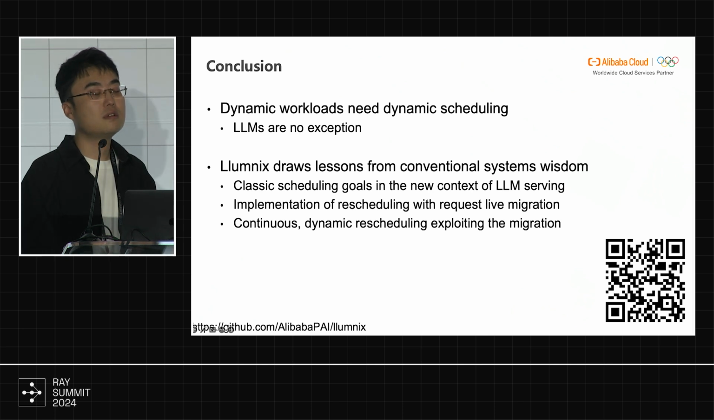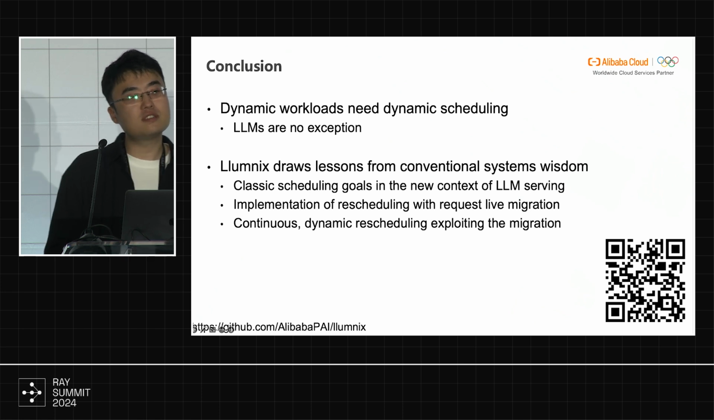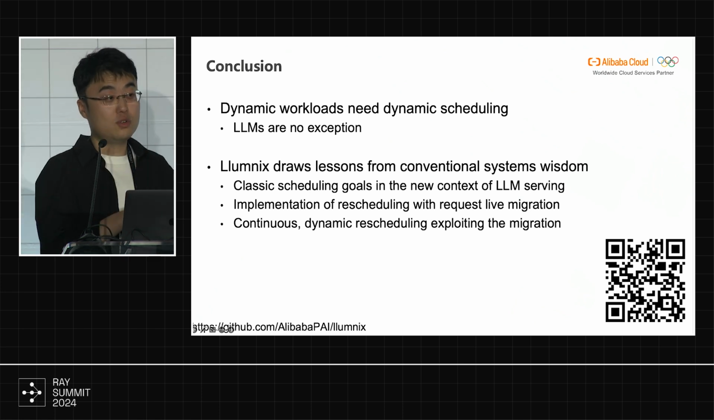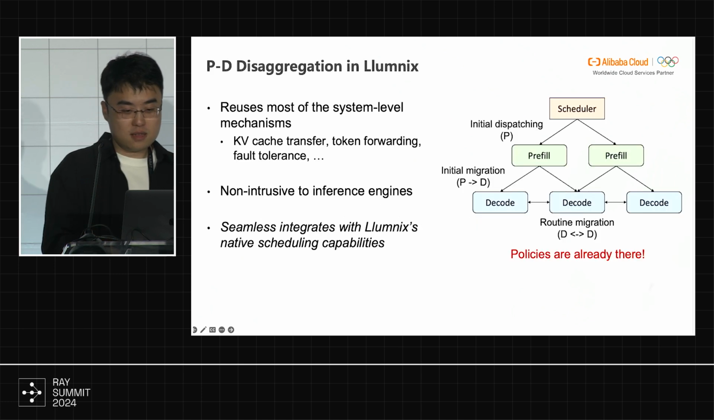I'm curious, when looking at the disaggregated serving via dispatch and migration, how does a prefill instance know the optimal decode instance to migrate to, or how do you approach that? So the question is, when we want to migrate a request from a prefill instance to a decode instance, how do we choose the optimal D instance, right? Yes. Oh, okay, that's a good question.